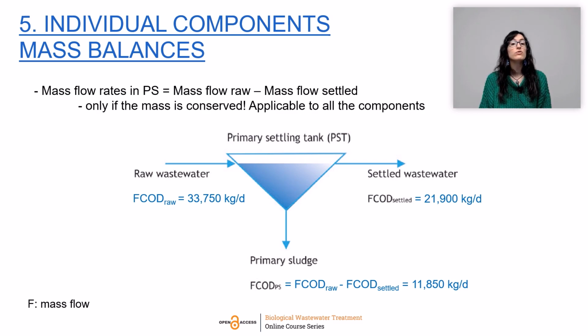And we can do this for COD and other variables as well, as long as their mass is conserved over the primary clarifier. This means they have to be conserved quantities. And this is definitely the case for COD, total nitrogen, and total phosphorus. And it applies as well to TOC and suspended solids, since they do not undergo any transformations in the settler.